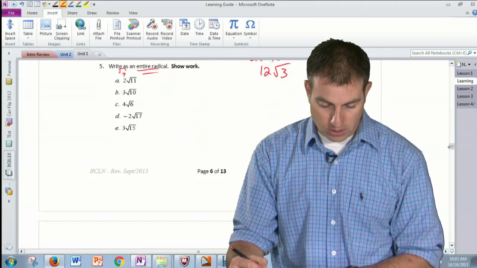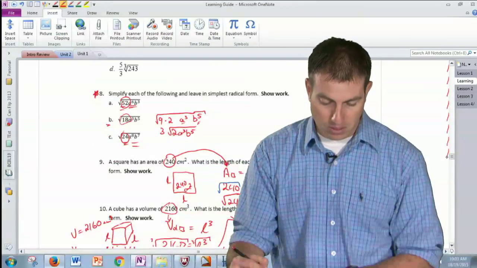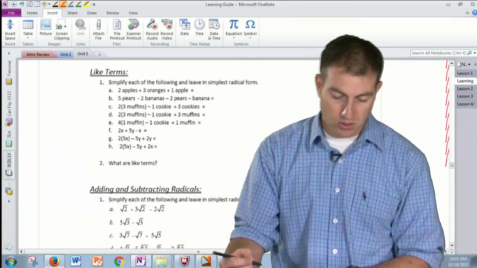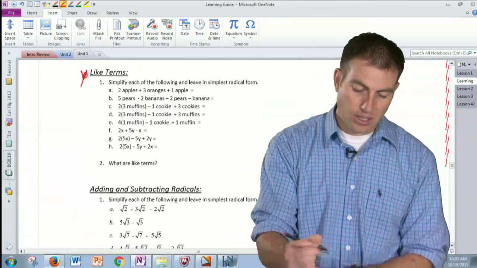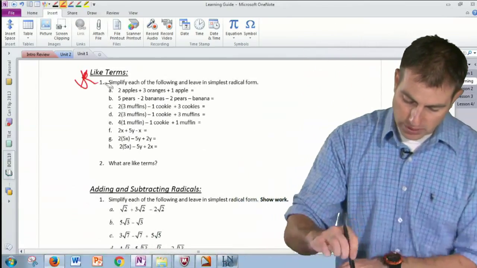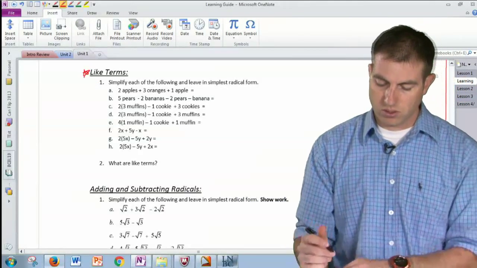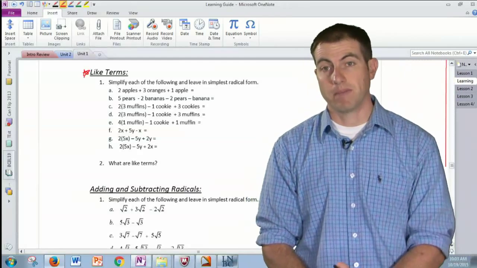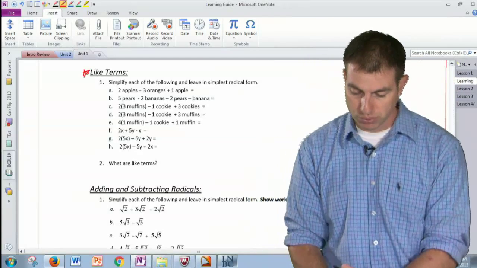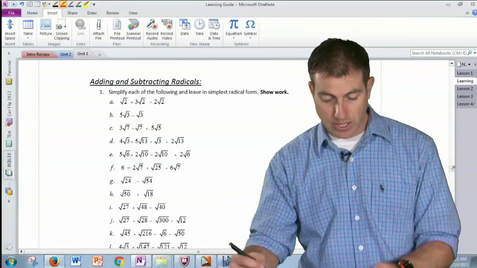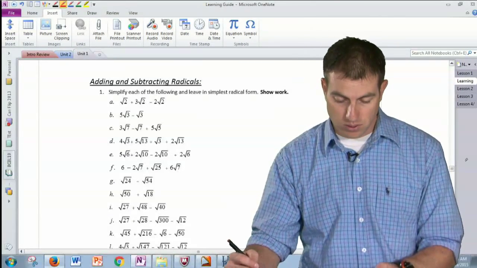Right as entire radical, so you guys have done that. Number 8, I told you not to worry about. We did 9 and 10. So this is what we're going to be looking at today. The first one here, like terms, is just adding things that are the same. That's pretty self-explanatory, I feel. Adding and subtracting radicals, this is just combining things that are the same.